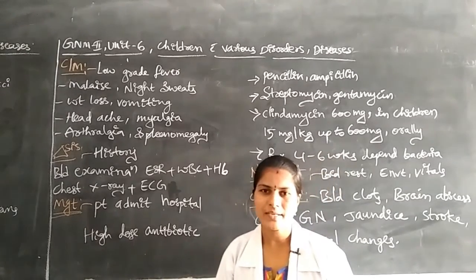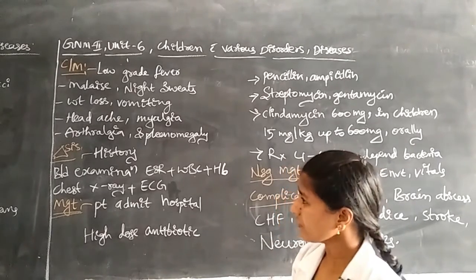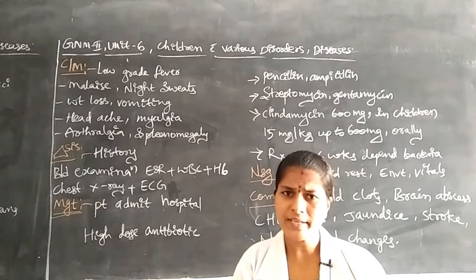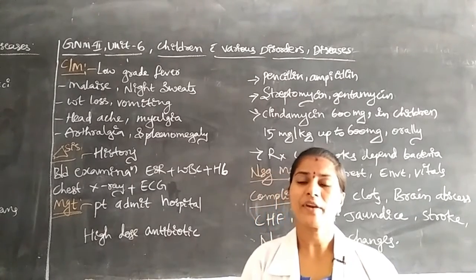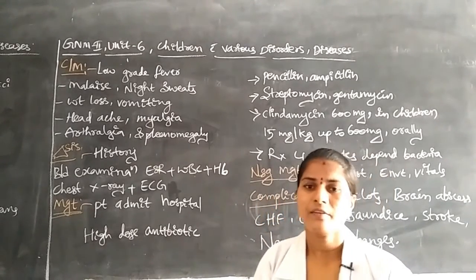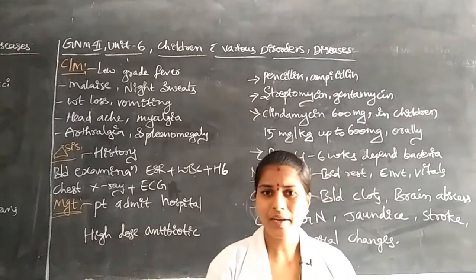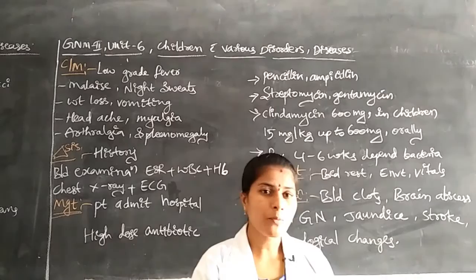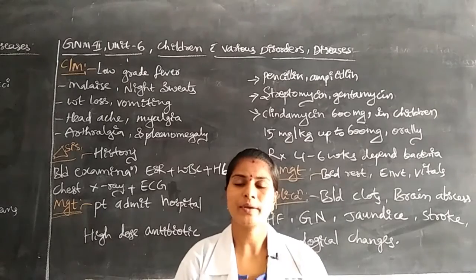For example, bacteria like staphylococci, streptococci, enterococci or hemophilus. Whichever bacteria causes the infection in the children, that is the endocarditis. To control and reduce the infection, we have to give antibiotics such as penicillin, ampicillin, streptomycin or gentamicin, depending upon which bacteria has attacked the children causing endocarditis.